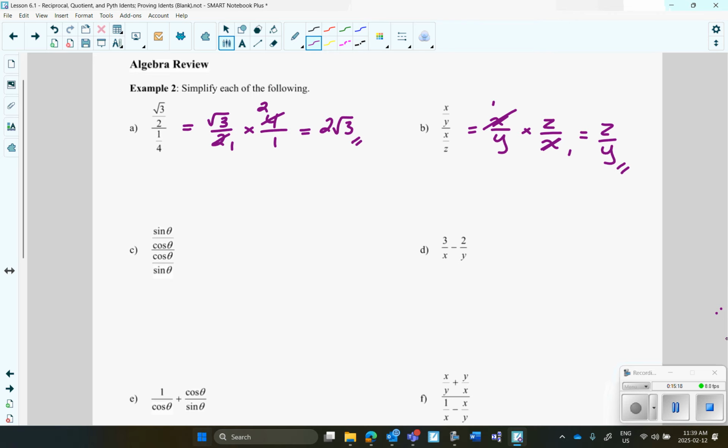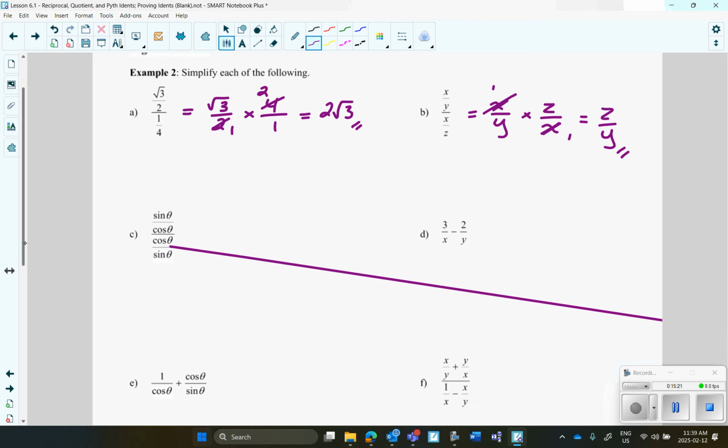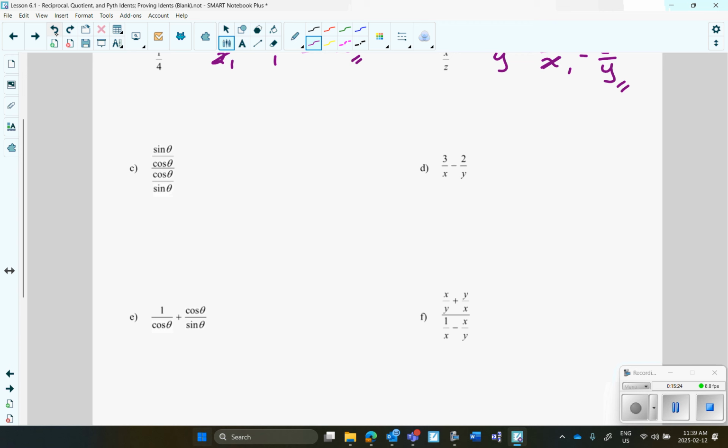What happens if we throw in some trig expressions? Nothing changes. If we're dividing trig fractions, change it to multiplication. Sine theta over cos theta, the original fraction, times the reciprocal. Like so, right? Anything I can reduce? No, because remember, to reduce, sine has to be on the top and bottom of either fraction, or cosine has to be on the top and bottom.